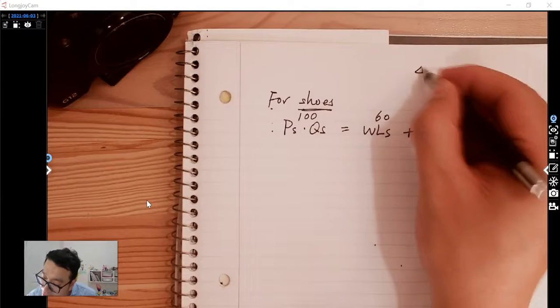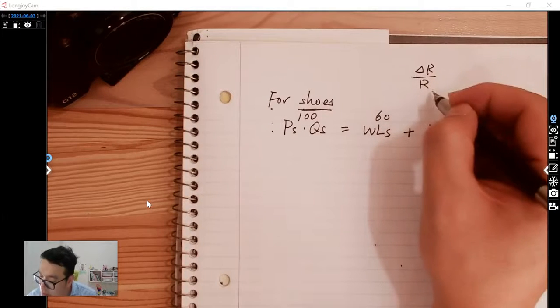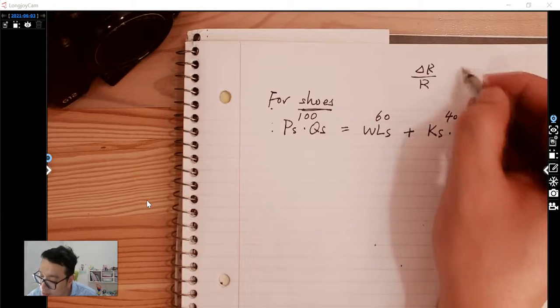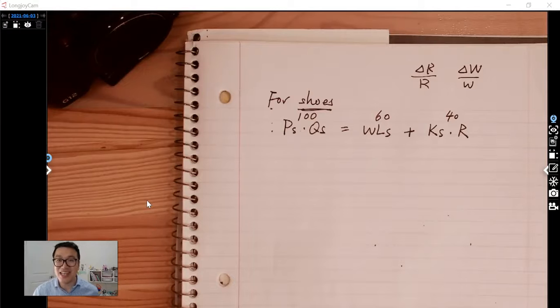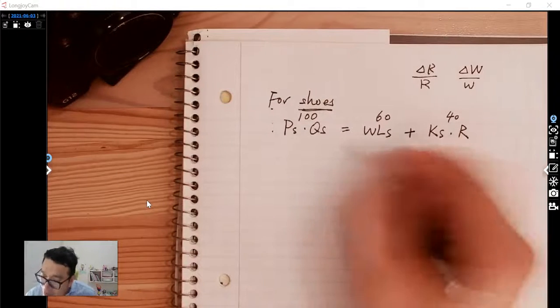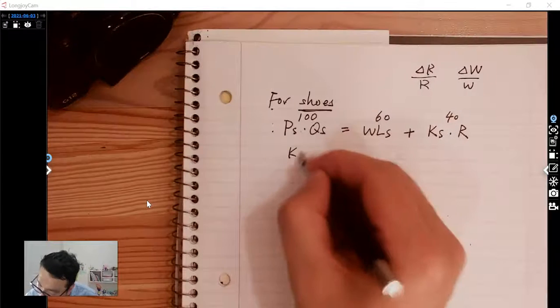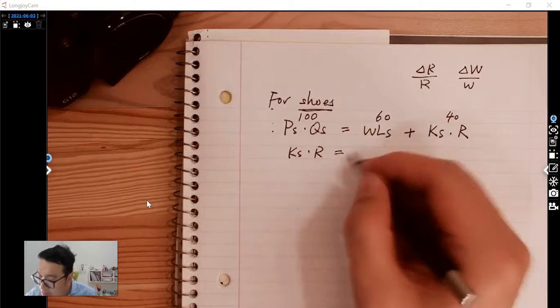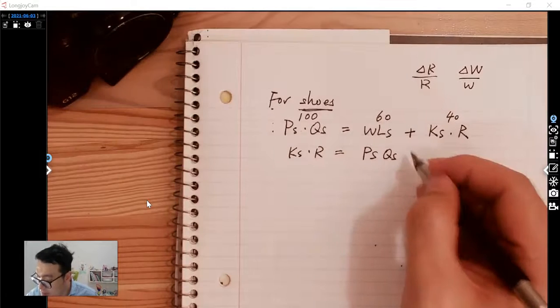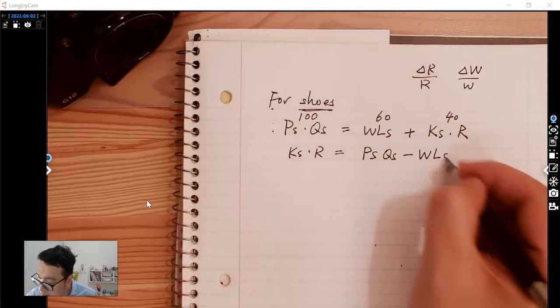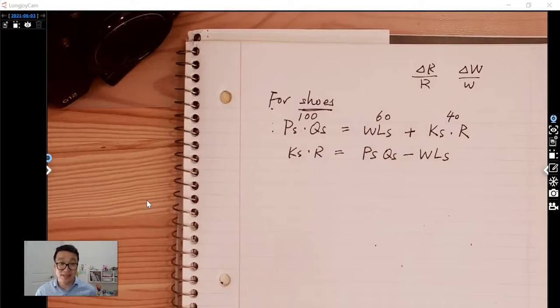And still remember that our goal is to find delta R over R and delta W over W, to find the second equation that includes both unknown variables. And how to do that? Once again, from the first equation, we put KS times R on one side. So payment to capital equals the total revenue, PS times QS, minus the payment to labor, W times LS. So that puts the payment to capital on one side.